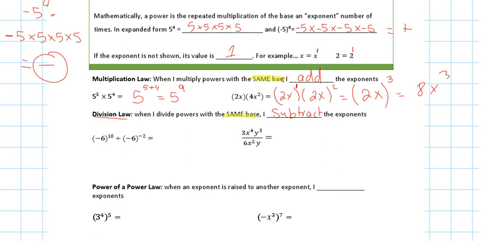Do I have the same base? Yes. So I keep the base. What do I do with the exponent? Subtract. So I have 10 subtract negative 2. Right? You're subtracting a negative 2. So if you're subtracting a negative, what does that give you? A plus. That's right. So that's 10 plus 2, which is 12.